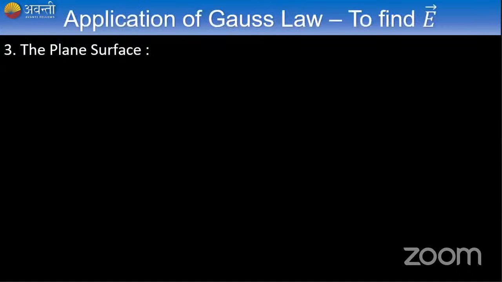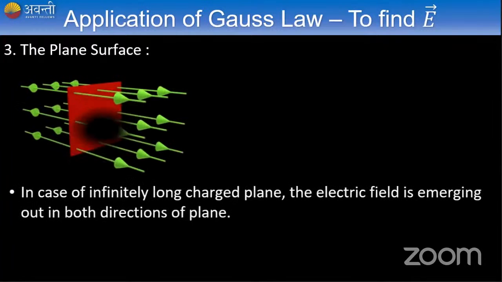In today's class, we'll start with the application of Gauss law to calculate the electric field for a plane surface. Okay guys, come on, let's start now. What happens in case of plane surfaces? In a plane surface, how many sides do we have? If we have a plane sheet, how many sides do we have in a plane sheet?